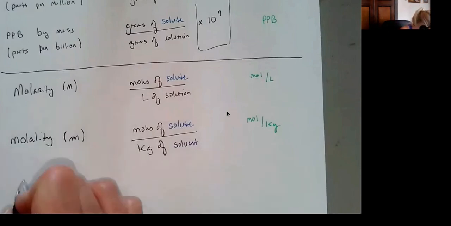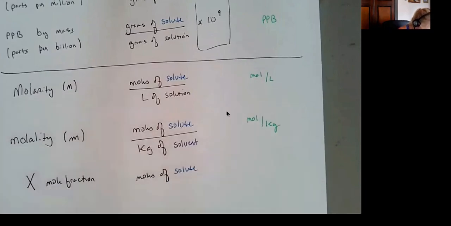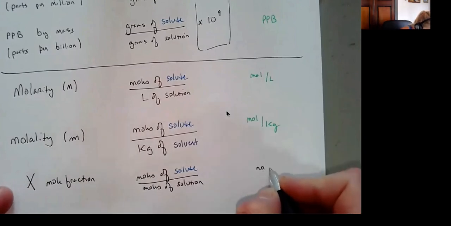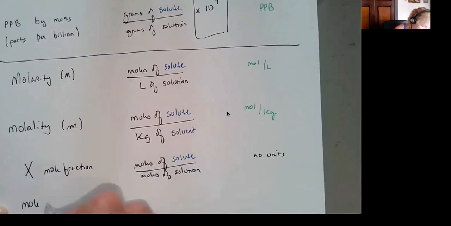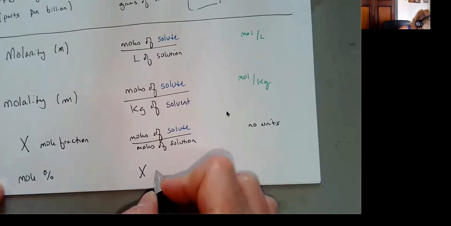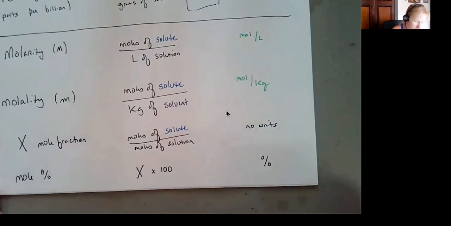And then the last one was one that we just talked about, mole fraction. Moles of solute over moles of solution, and there are no units here. And then mole percent. Mole percent you don't see very often. Mole percent is just X times 100 to give you percentage. So I would take my mole fraction and multiply it by 100. So those are all the various ways that we can look at concentrations of a solution.